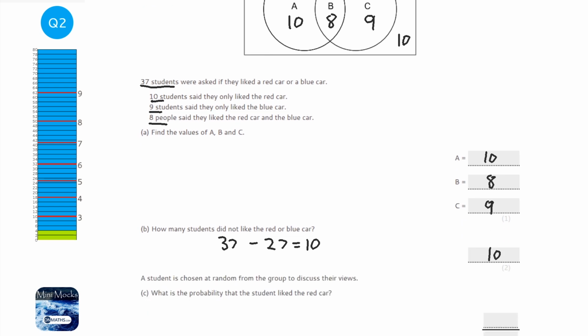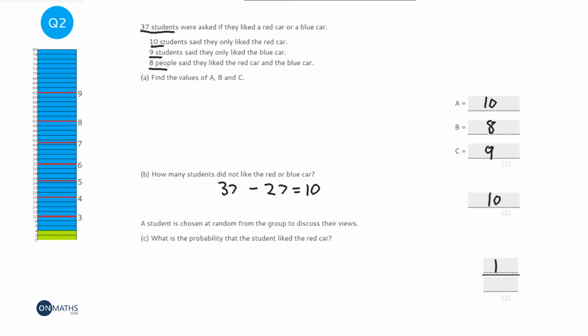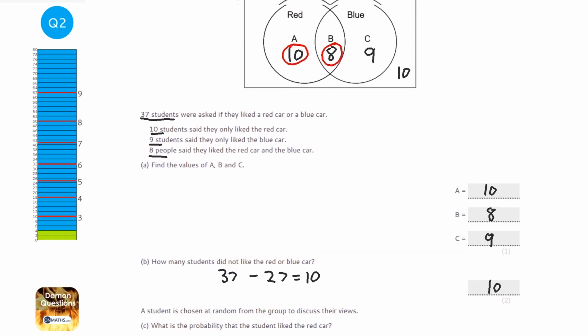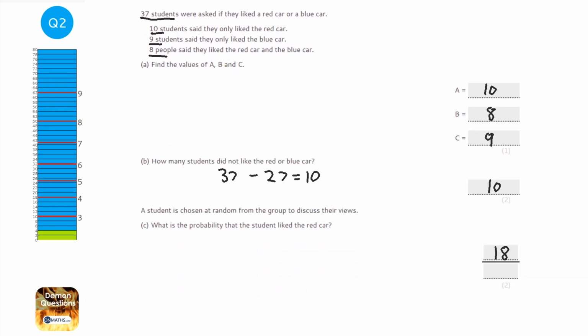Okay, it says a student is chosen at random to discuss their views. What's the probability the student liked the red car? Well, let's have a look. There's 10 people who only like the red car, and there's 8 people who liked the red car and the blue car. So in total, that's 18 people who like the red car. Just 8 of them happen to like the blue one as well. And in total, there's 37 students. So it'll be 18 over 37.